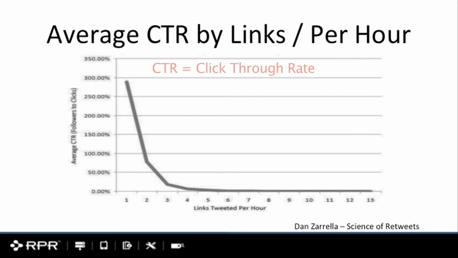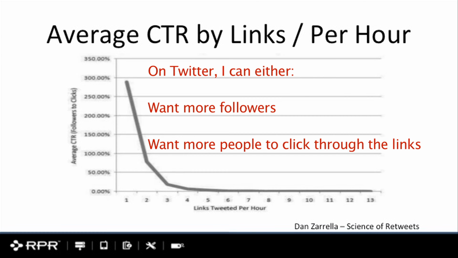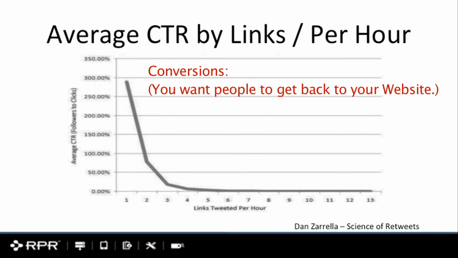Now, the last Twitter stat that I'm going to share with you is average click-through rate by links per hour. On Twitter, I could either want more followers or I could want more people to click through the link, okay? If you want conversions, meaning you want people to get back to, say, your website, it's better to space out the tweets that you're sharing, okay?